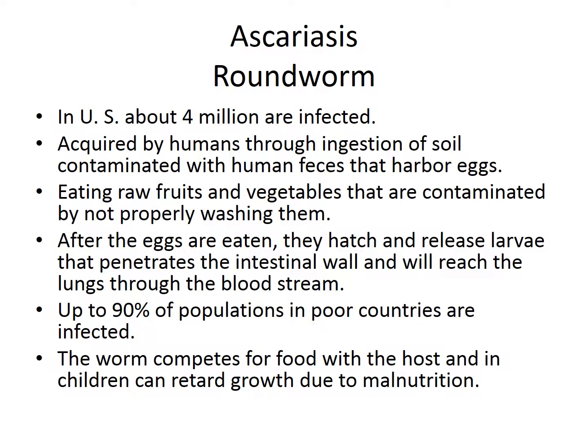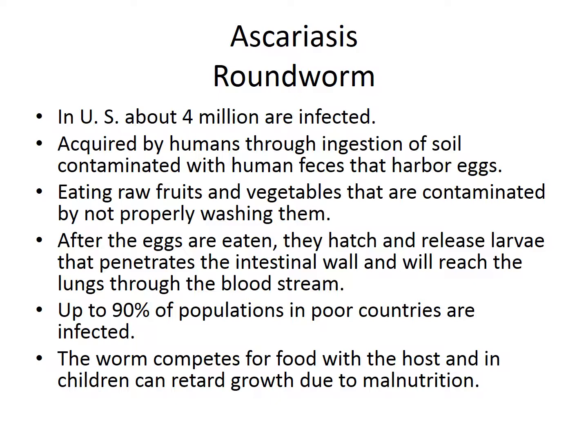Next is roundworms, and in the United States, about 4 million people are infected with roundworms. They're acquired by humans through ingestion of soil that's contaminated with human feces that harbor the eggs for the worm. You can acquire this by eating raw vegetables and fruits that are contaminated by not properly washing them. After the eggs are eaten, they hatch and they'll release larvae that penetrate the intestinal wall and will reach the lungs through the bloodstream.